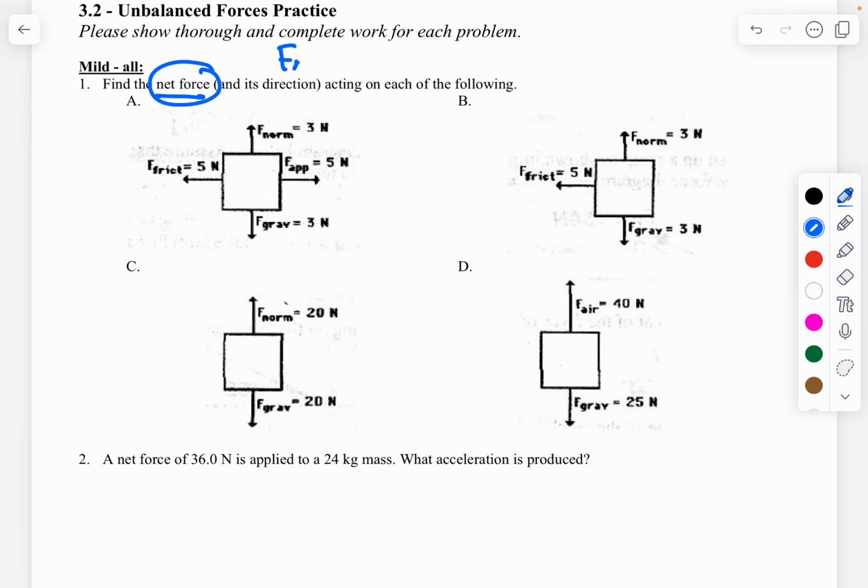So remember, the net force is essentially asking you to find the sum of the forces in the x direction, and the sum of the forces in the y direction. And whatever force is left, that's your net force. Right? So for example, let's look at all the forces in the y direction. We have F normal minus Fg. Because these two vectors are going in opposite directions, you have 3 newtons minus 3 newtons, so that will give you 0, right? So all the forces in the y direction is 0.